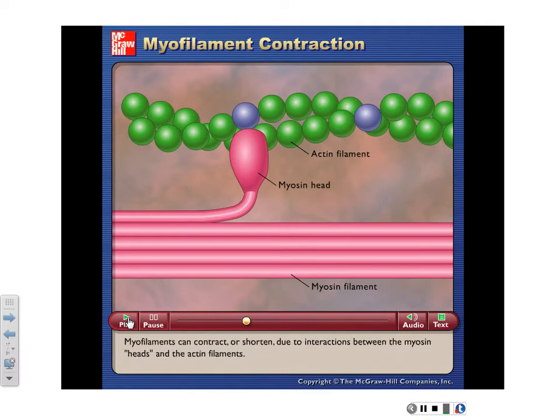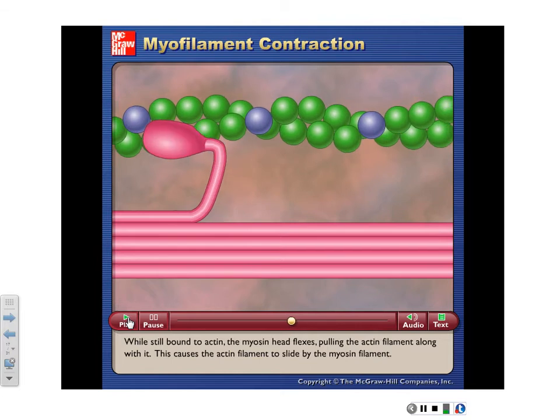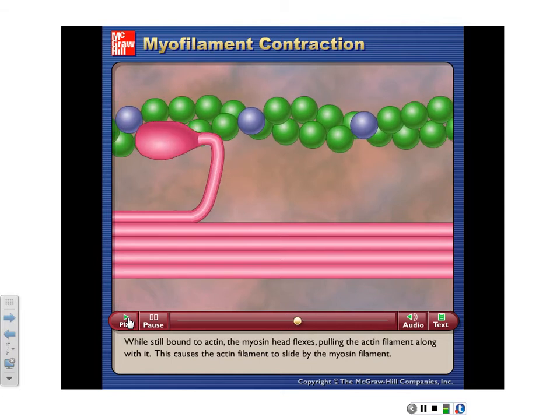Myofilaments can contract or shorten due to interactions between the myosin heads and the actin filaments. Contraction begins with the head of myosin molecules bound to actin on the actin filament. While still bound to actin, the myosin head flexes, pulling the actin filament along with it. This causes the actin filament to slide by the myosin filament.